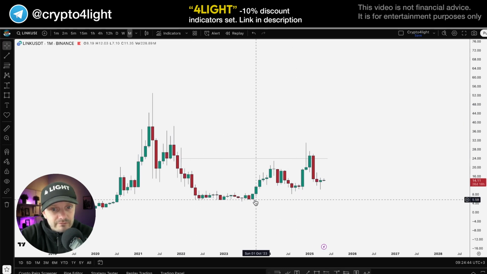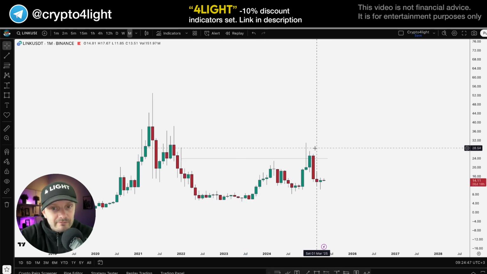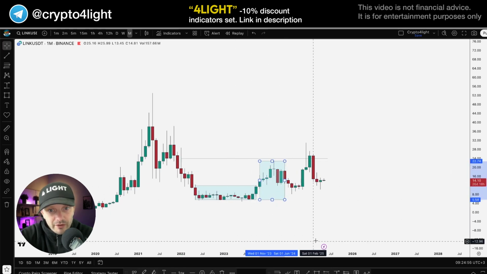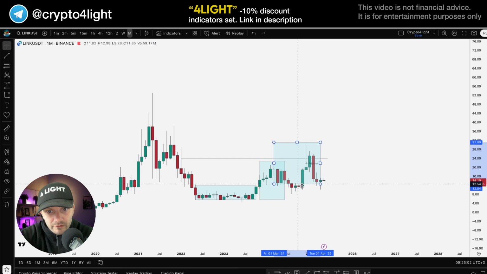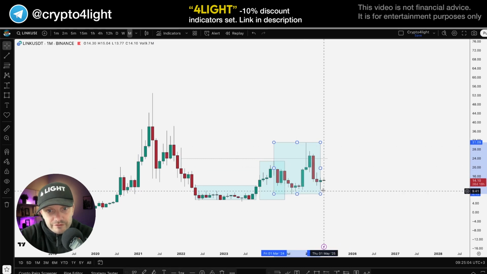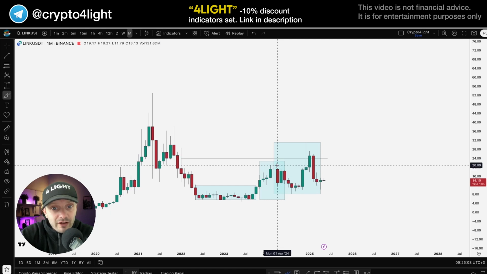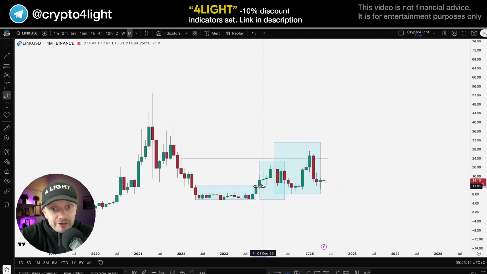So here, accumulation, manipulation, pump model. Accumulation, manipulation because we grab liquidity, distribution. So here's the distribution, here's the distribution. And retails make the same mistake all the time. They hop in only here.